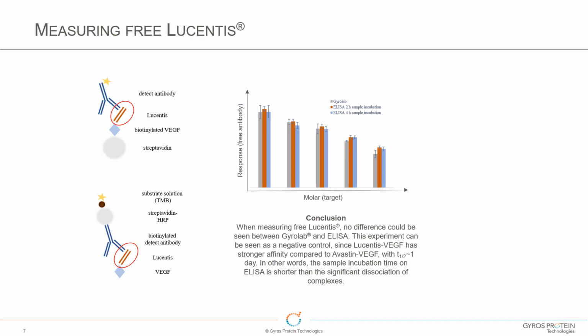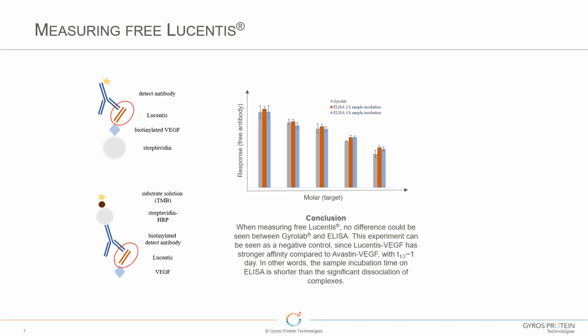What this graphic is meant to show, John, is that now we've switched to Lucentis as our drug, which has a higher affinity, and the problem of the dissociation equilibrium shift isn't as apparent in this situation, because as we increase the molar target concentration, we're getting pretty much good agreement across all the different methods with the amount of free that's available. So this just stresses how important it is to understand the interaction between your drug and your target.